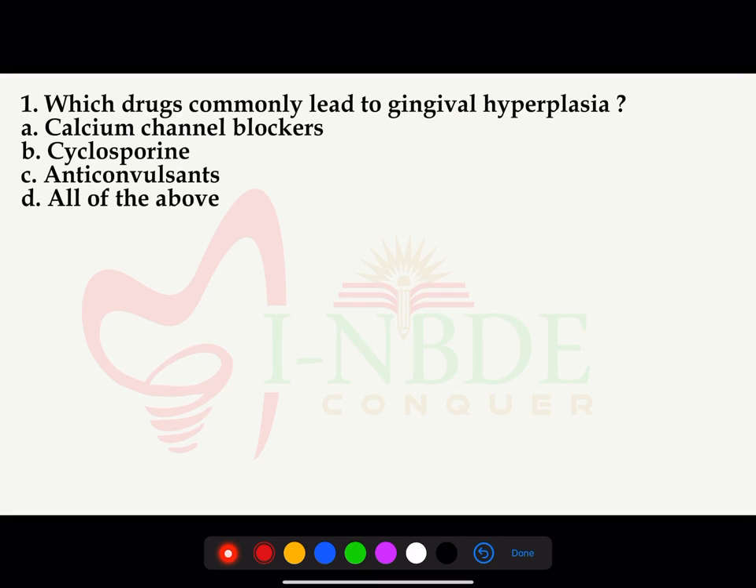Which drug commonly leads to gingival hyperplasia? Yes, calcium channel blockers will do that. Cyclosporin will do that. Anticonvulsant drugs will do that. The answer is D. It's all of the above.